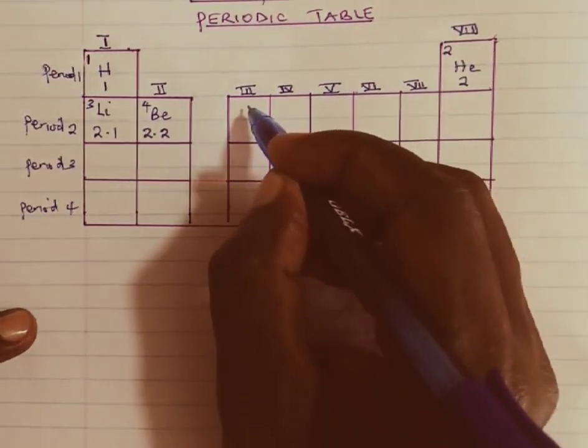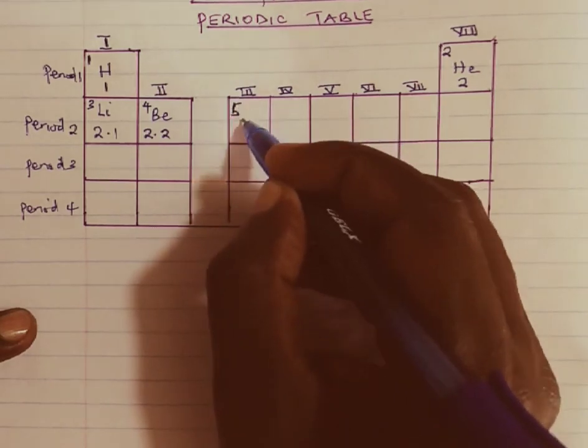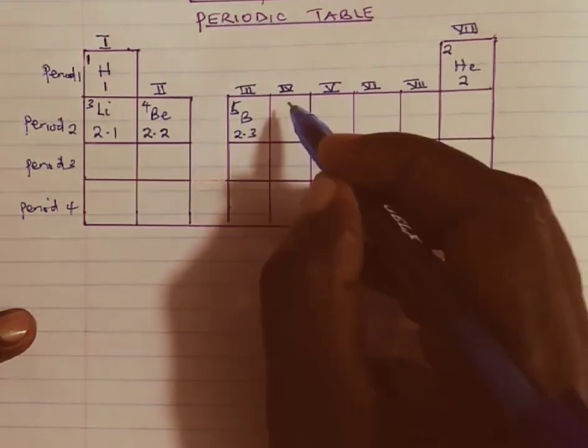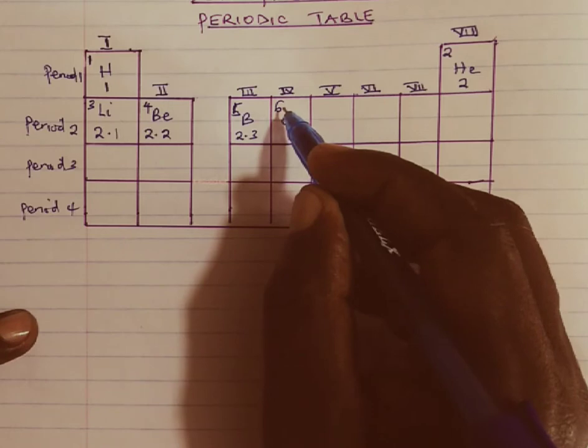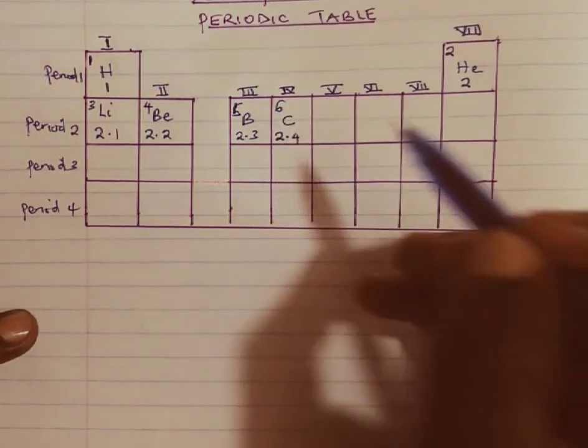Then number 4, we have beryllium with an electron arrangement of 2, 2. Then we have boron. In number 5, we have boron with 2, 3. Number 6, we have carbon with 6 electrons, and therefore the electron arrangement will be 2, 4.